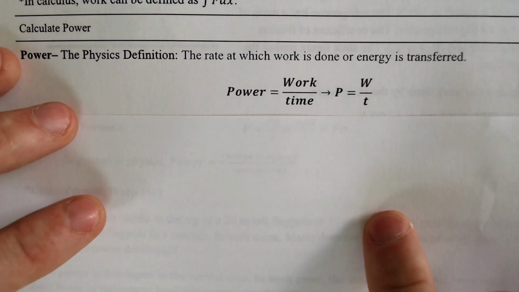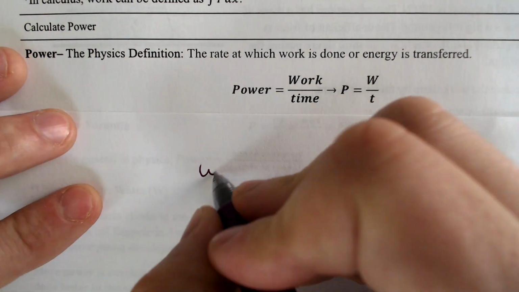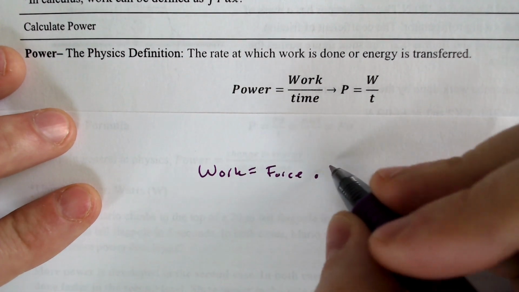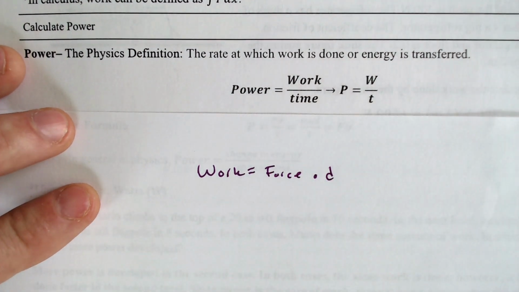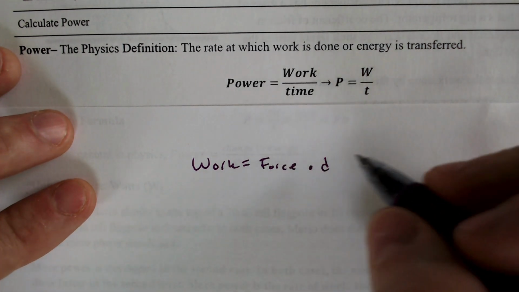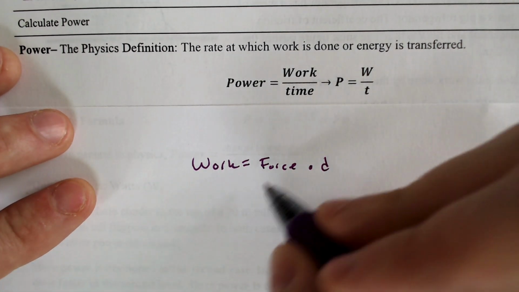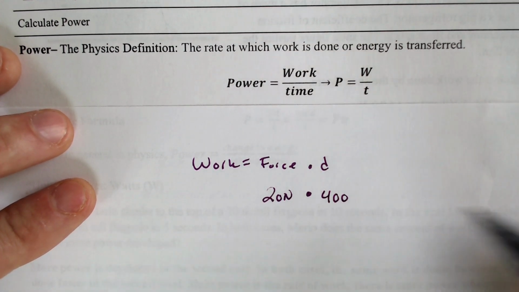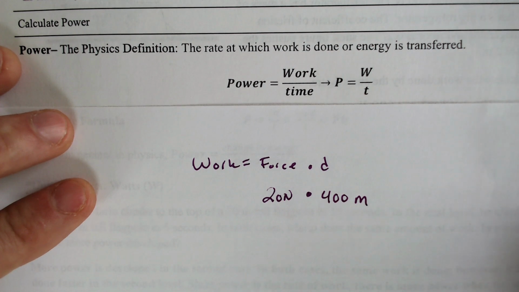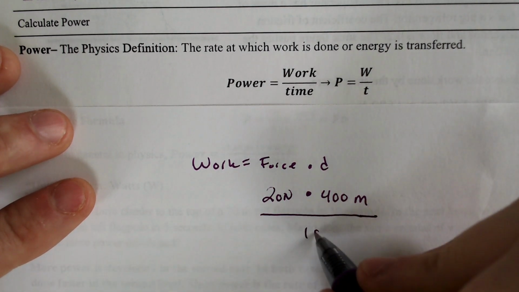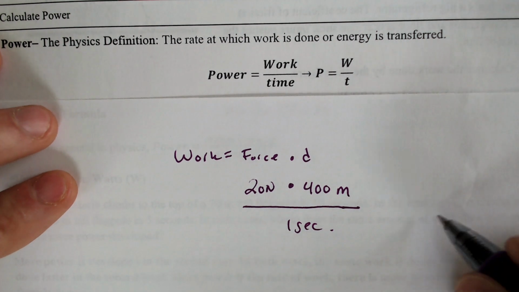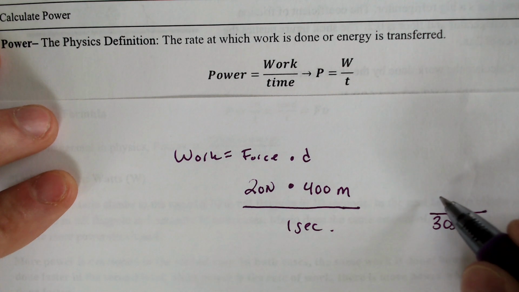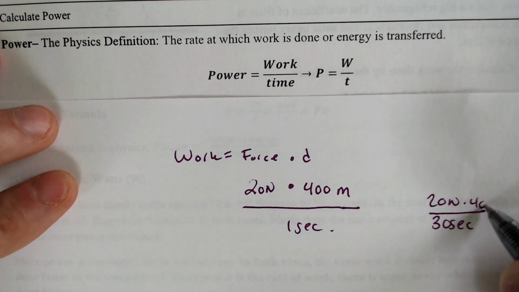All right, so I want to take a moment to think about work. Remember that work was equal to your force times how far it went, or times the distance. Let's say that you applied a specific force of 20 newtons and it traveled a distance of 400 meters. And let's say you did that in like 1 second, versus if it took you an hour or like 30 seconds to do. Which one would have more power?